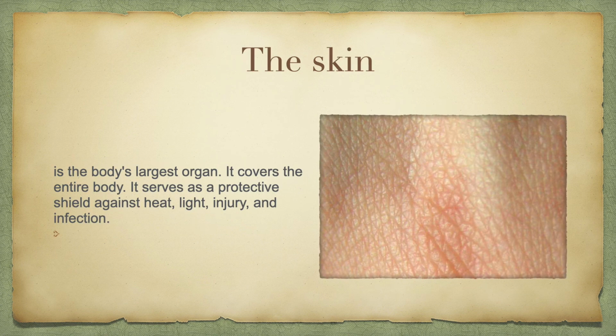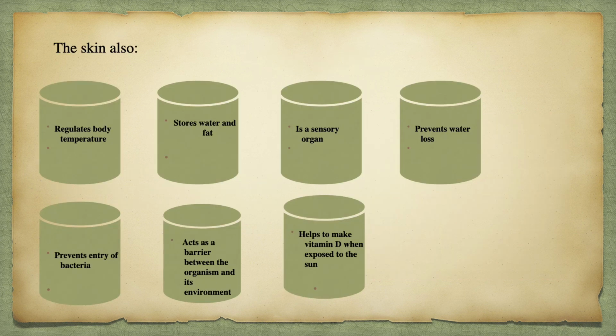The skin is the body's largest organ. It covers the entire body. It serves as a protective shield against heat, light, injury and infection. The skin also regulates body temperature, stores water and fat. It's a sensory organ, prevents water loss, prevents entry of bacteria, and it also acts as a barrier between the organism and its environment. It also helps to make vitamin D when exposed to the sun.